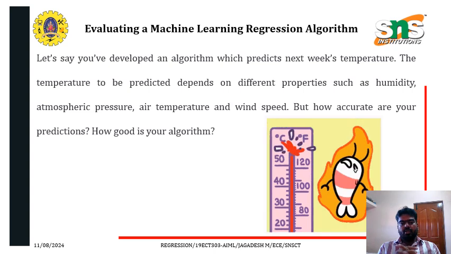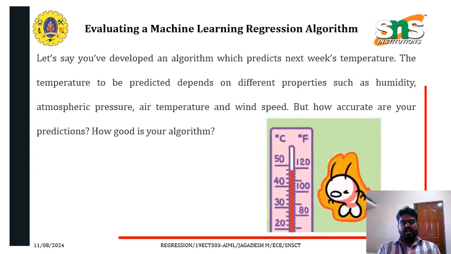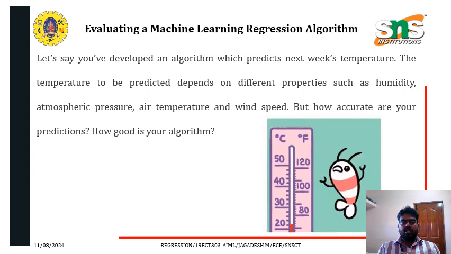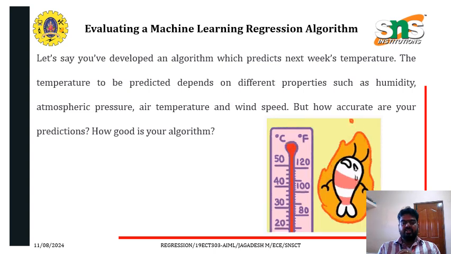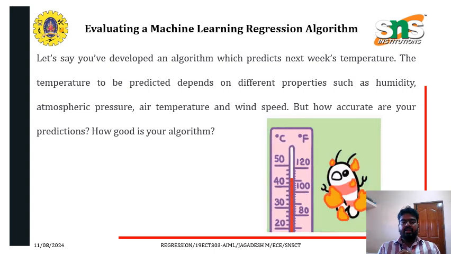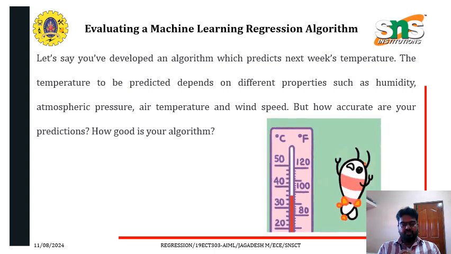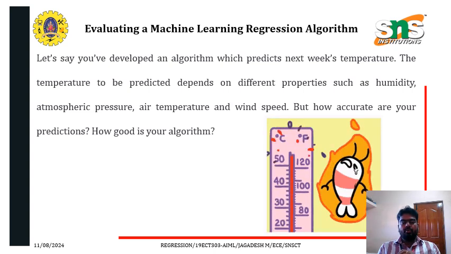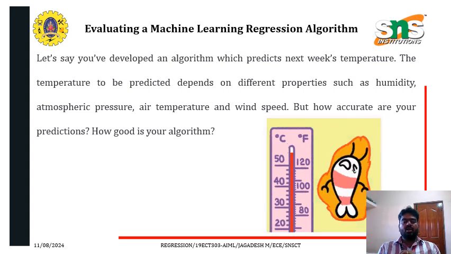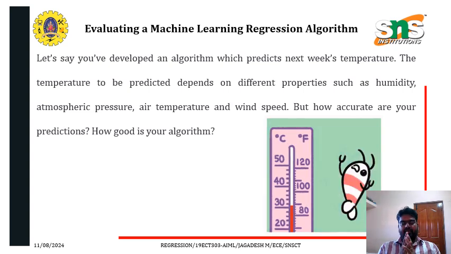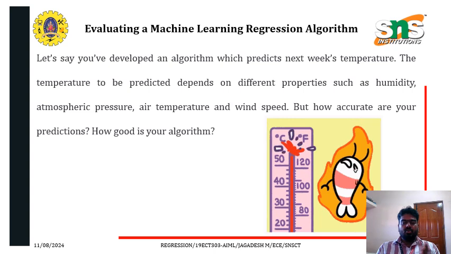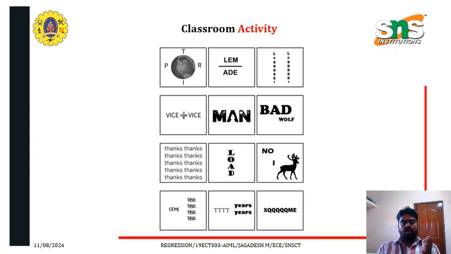And one more example we can see. Let us say you have developed an algorithm which predicts next week's temperature. The temperature to be predicted depends on different properties such as humidity, atmospheric pressure, air temperature, and wind speed. But how accurate are your predictions? How good is your algorithm? How are you going to evaluate? Here we can evaluate by means of some metrics that we will see.